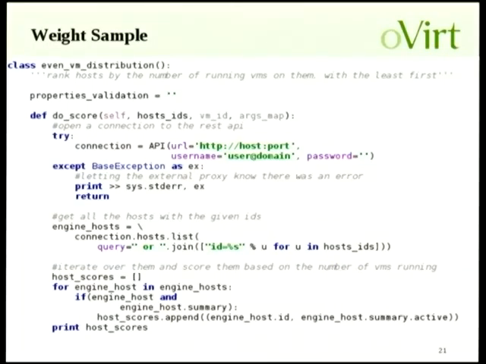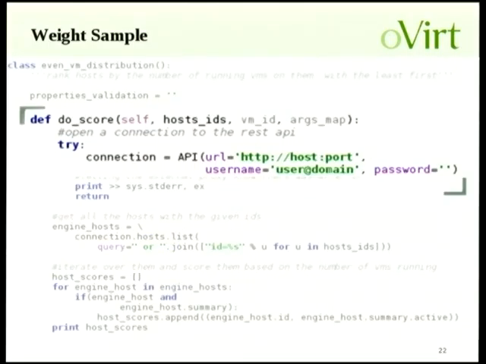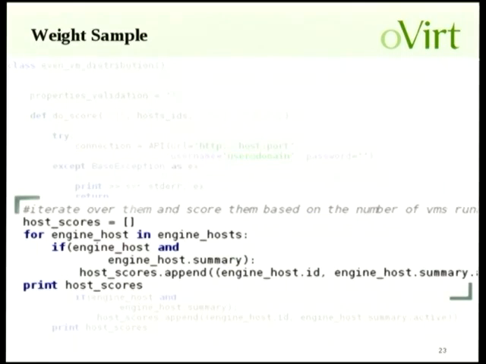Let's see another sample. In this sample, we connect to the server using a Python SDK that we have. This SDK is backward compatible and stable. We connect to the SDK, and then the logic of the weight is basically we iterate over all the hosts, and we append to a list a tuple of the host ID and the weight of that host. Here it's a little bit cut, but the weight of the host is the number of active VMs on that host. So it would be ordered by the number of running VMs within that host.